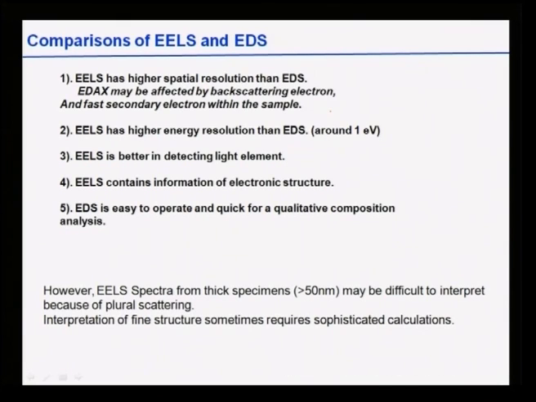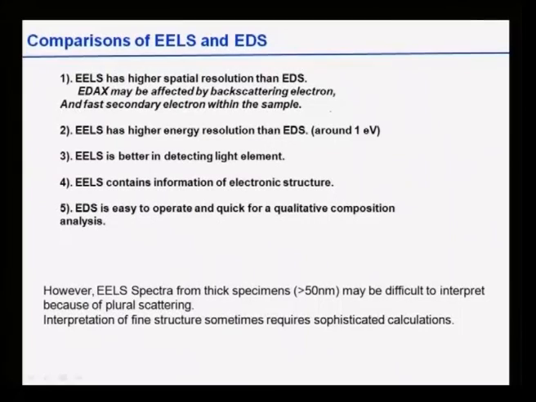As I said sometime in the lecture, I will give you a detailed comparison of EELS and EDS. EELS has higher spatial resolution than EDX. EDX may be affected by background scattering. EELS has a higher energy resolution than EDX, around 1 electron volt. EELS is better at detecting lighter elements than EDS. EDS cannot be used to detect elements with atomic number less than carbon, or C6. EELS contains information on electronic structure which EDS does not contain. EDS is easy to operate, that is why everybody uses it, and it is quick for qualitative analysis.